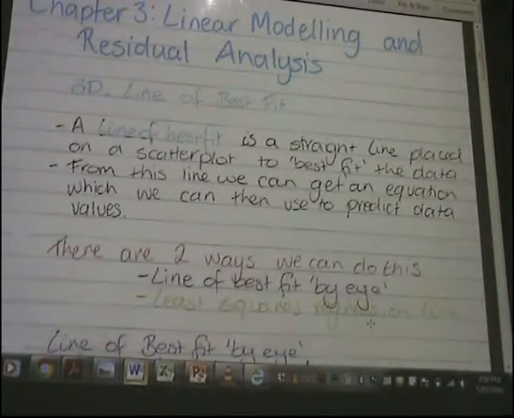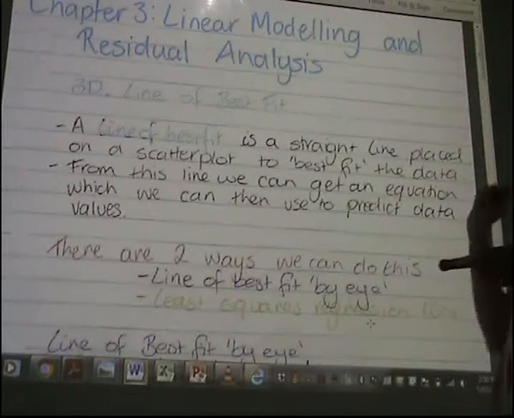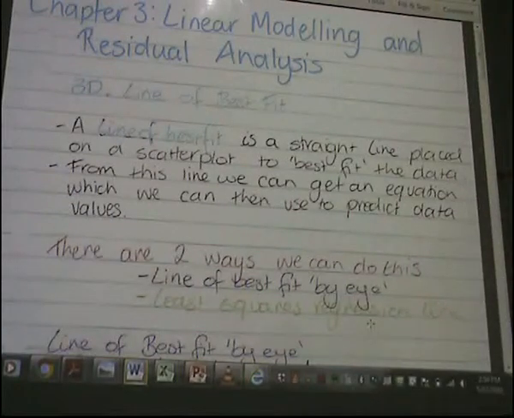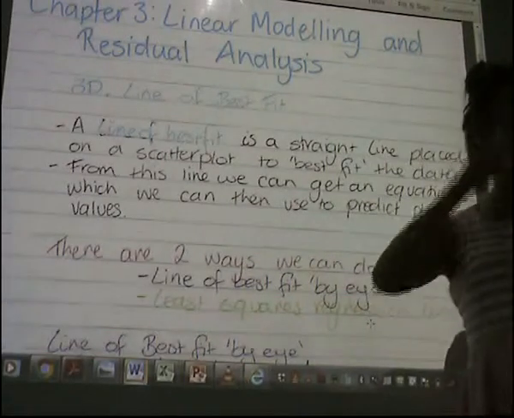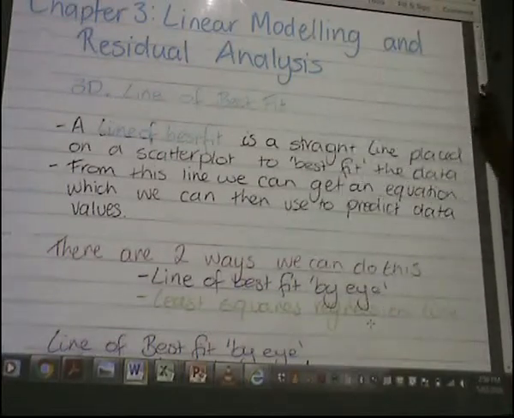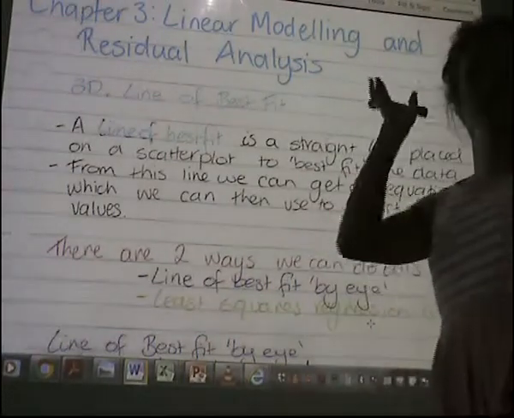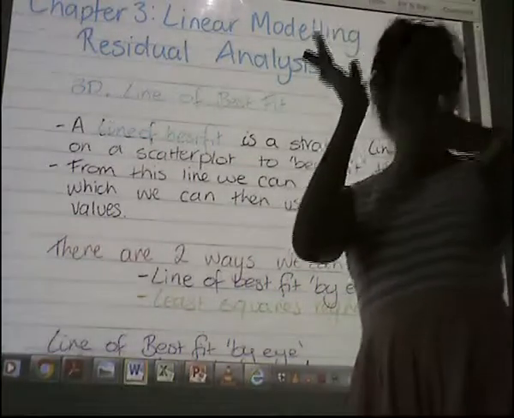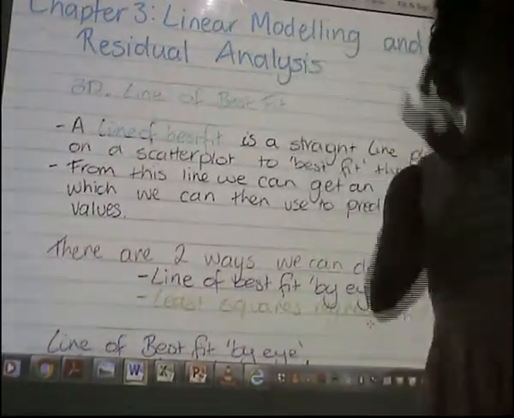Alright, so we are talking about the line of best fit. Line of best fit is exactly what it sounds like. It is a line of best fit for our scatter plot. Remember our scatter plots with all the dots everywhere that we talked about last lesson? We're trying to put a linear line, a straight line, to those dots.